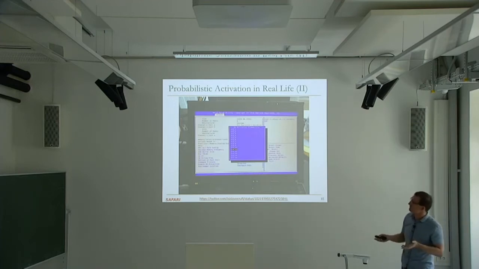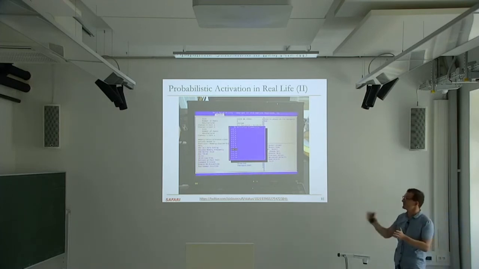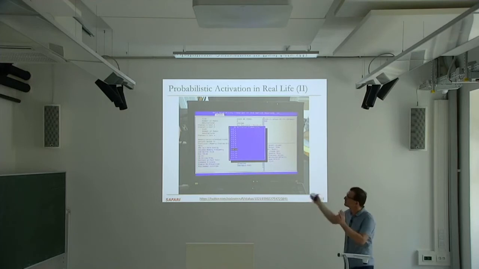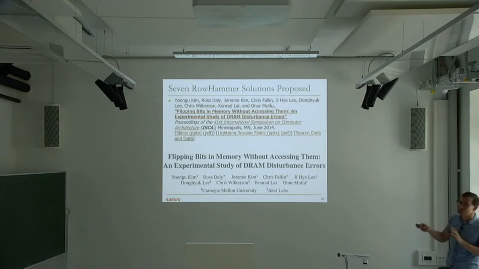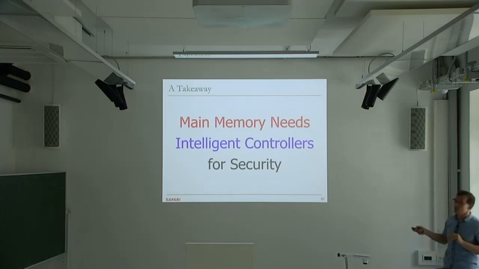The catch is, how does Intel know which rows are physically adjacent? As far as I know, there is no communication from the memory to the memory controller. So my guess is they're really banking on the fact that most logically adjacent addresses are also physically adjacent, as we've shown in our paper. But in cases where that's not true, you're still vulnerable. OK, so if you want to know more about the solutions, you can read the paper. There are more solutions. But I think a key takeaway is we want more intelligent controllers for security.